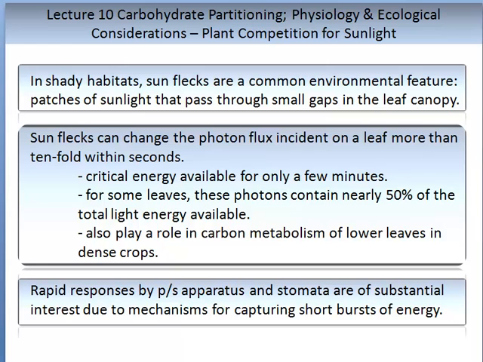In shady habitats, sunflecks are a common environmental feature. These are patches of sunlight that pass through small gaps in the leaf canopy. Sunflecks can change the photon flux incident on a leaf more than 10-fold within seconds, with critical energy available for only a few minutes. For some leaves, these photons contain nearly 50% of the total light energy available. Also, they play a role in the carbon metabolism of lower leaves in dense canopies. Rapid responses by the photosynthetic apparatus and stomata are of substantial interest due to the mechanisms for capturing short bursts of energy.